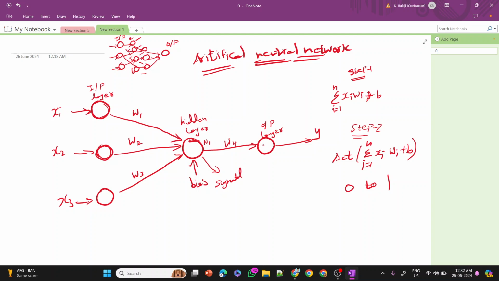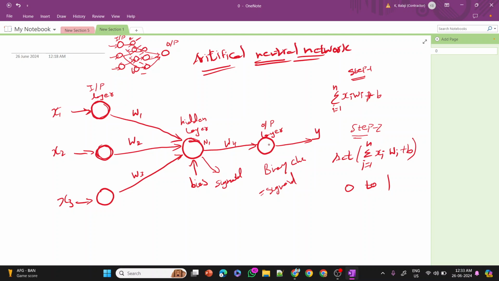In the output there is also a neuron. The same thing will happen: the same formula, the mathematical function, will be applied in this output layer. Then after calculating this, the activation function will be applied. For example, whenever we are doing binary classification, the output layer uses the sigmoid activation function. The sigmoid activation function output will be 0 to 1.